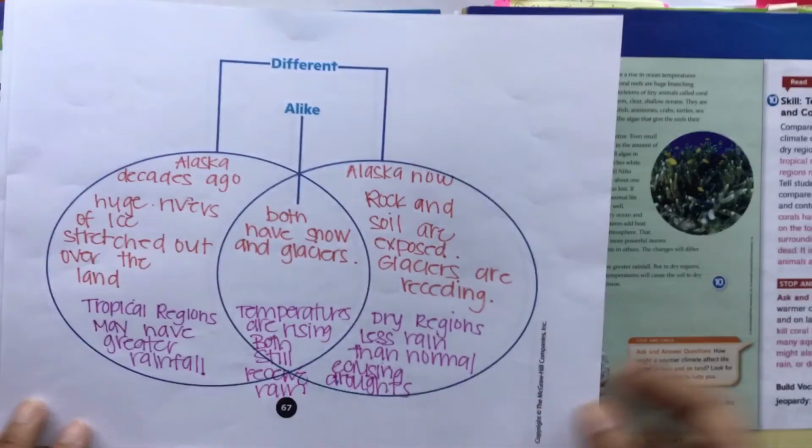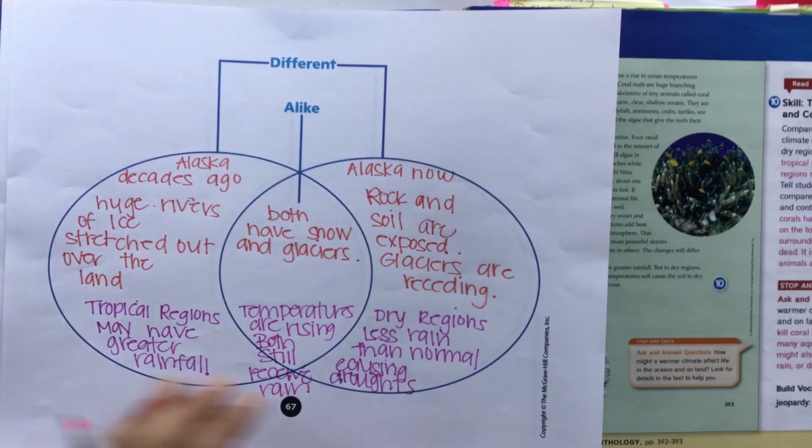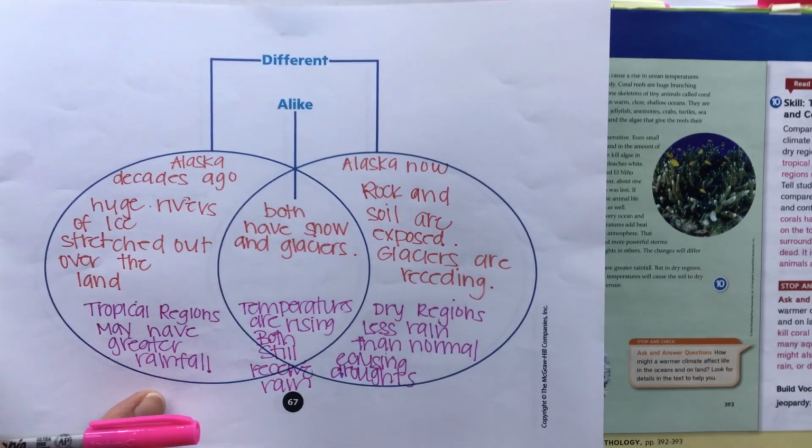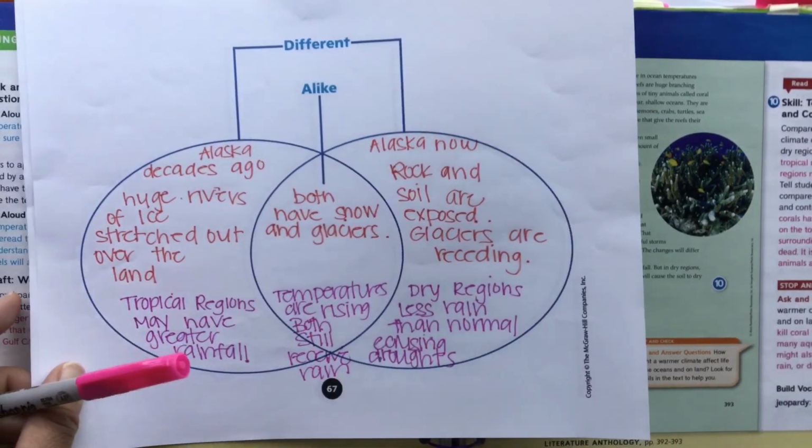Okay, so those are some examples of how to compare and contrast elements of the story. Now, you could go through, we did 4 examples.